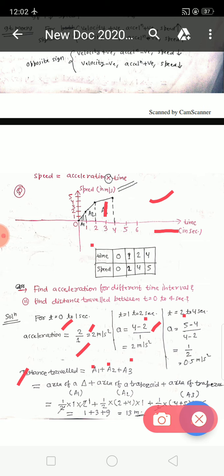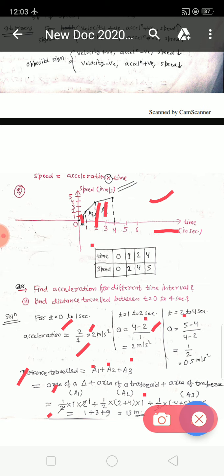We have to find these three areas individually and add them to find the total distance traveled. In a1 it is a triangular region, so the area of a triangle is 1 by 2 into base into height. Base is 1, height is 2. From there you can find the area of the triangle. Second, a2, is a trapezoid. These two are parallel sides but not equal. If they were parallel and equal, then this would be a parallelogram.